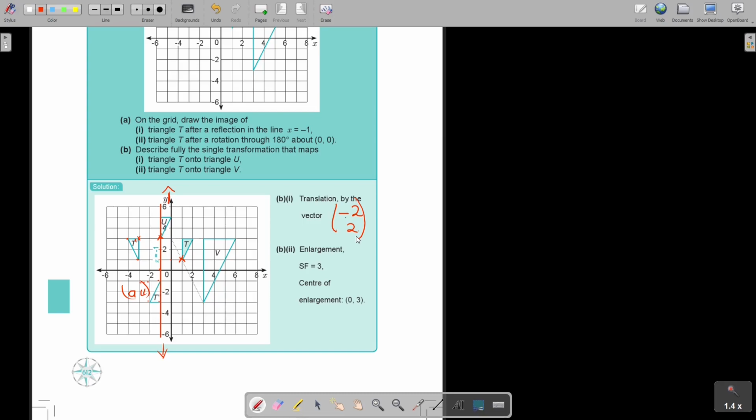Okay, so let's see. You will get a mark for translation, and then you can get a mark for the top and the bottom, the horizontal and the vertical. Remember, it's always like a T: the vertical on top and then the horizontal. And then describe the transformation which maps T onto V. And then don't forget to take a ruler to find that center.